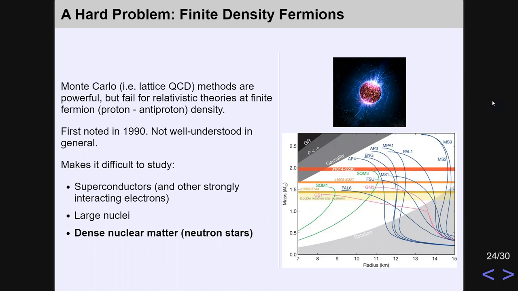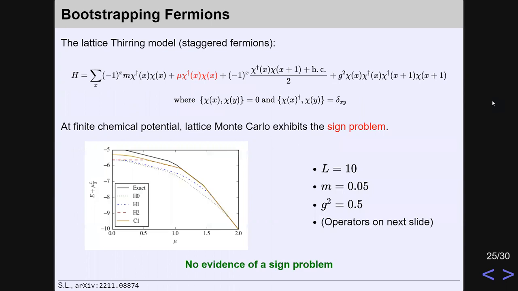However, we can ask, well, what happens with these bootstrap methods if you attempt to tackle a lattice system with a finite density of fermions? Do they perform any worse? And so the next few slides are just to convince you that no, they don't perform worse at a finite density of fermions. So we'll look at the lattice Thirring model.